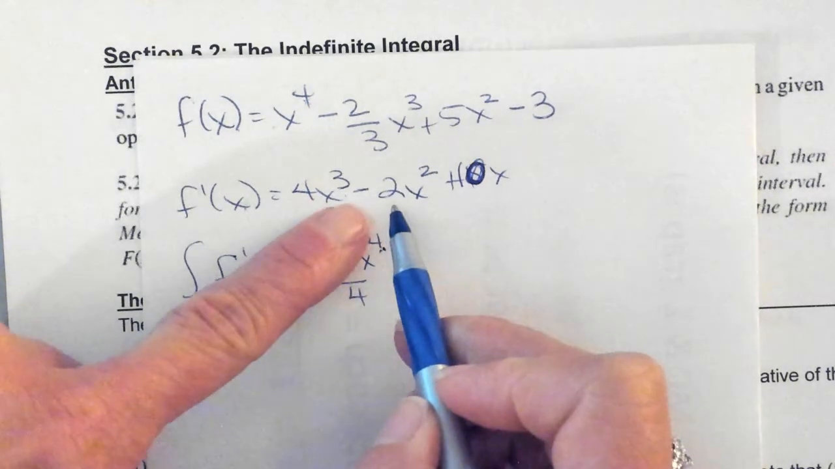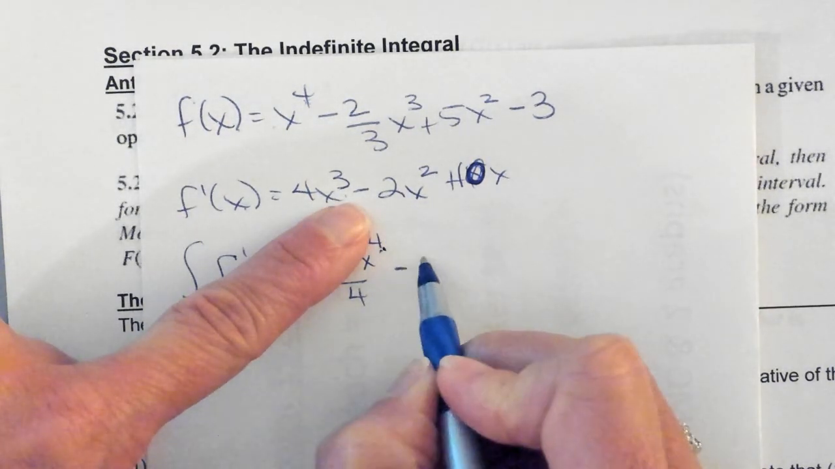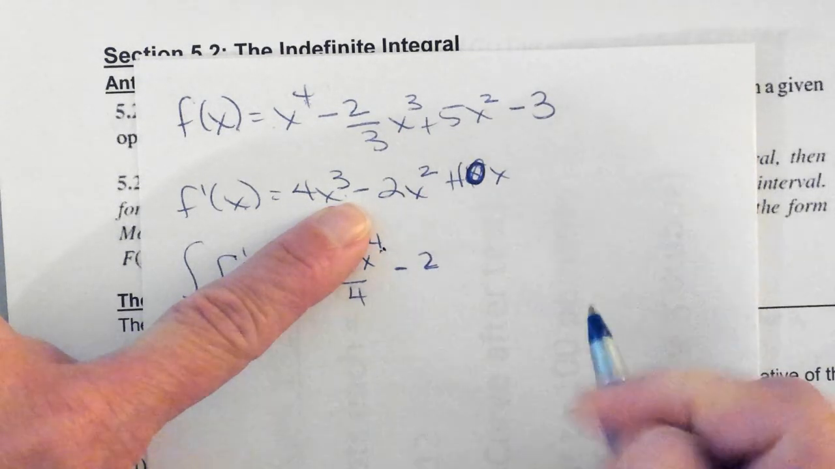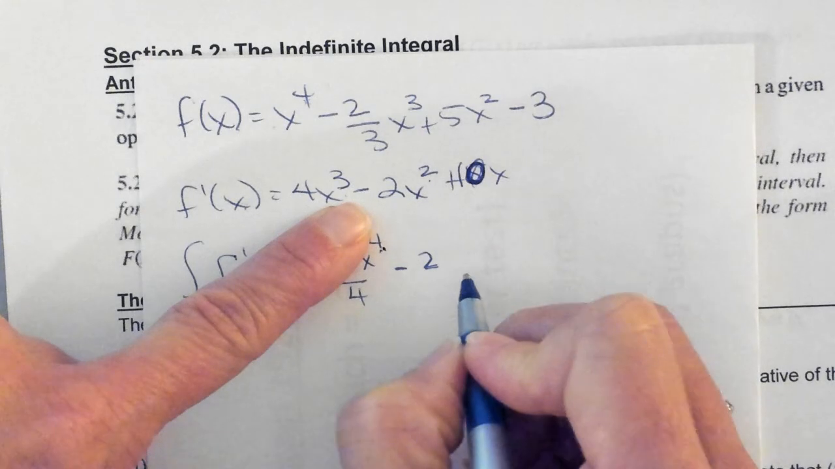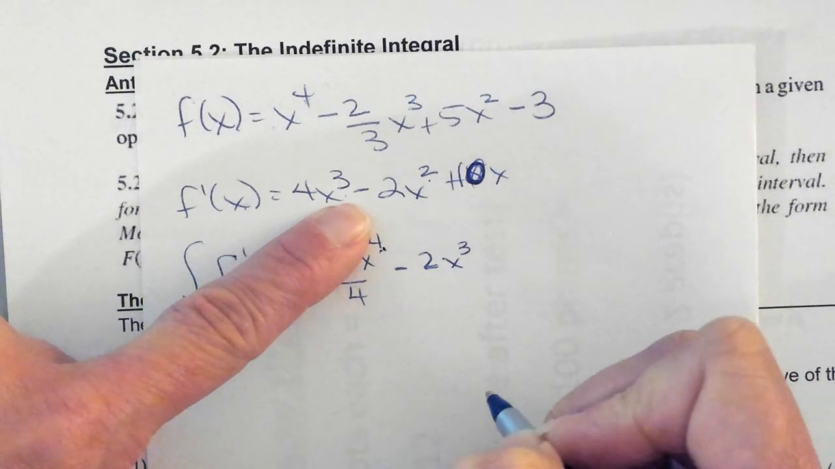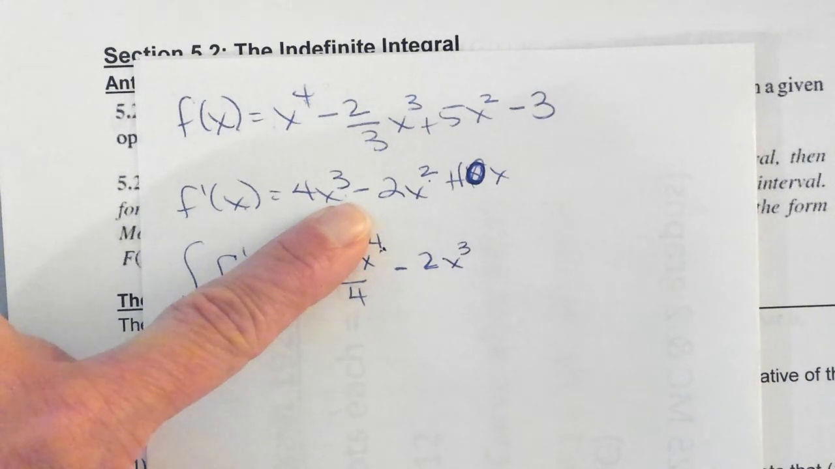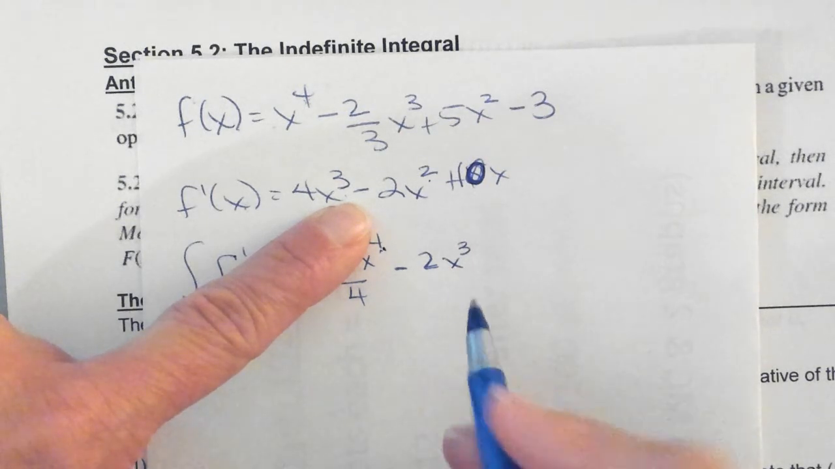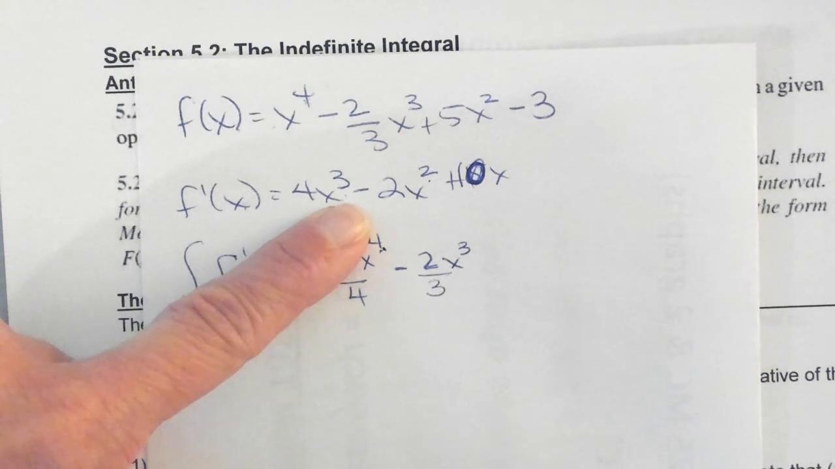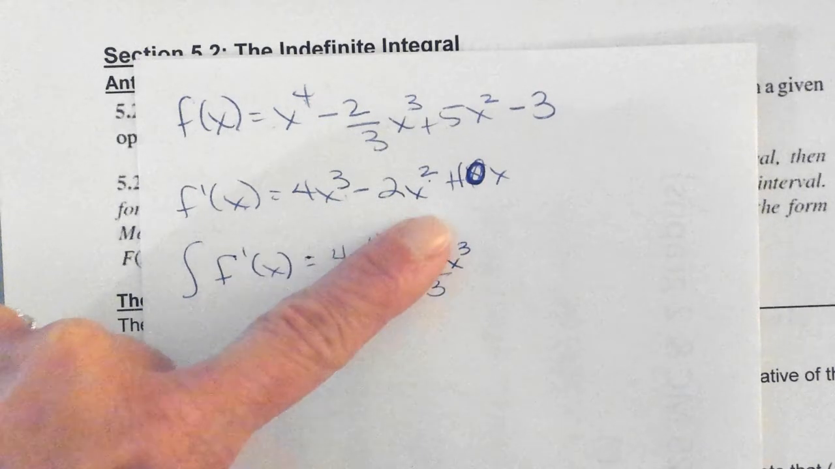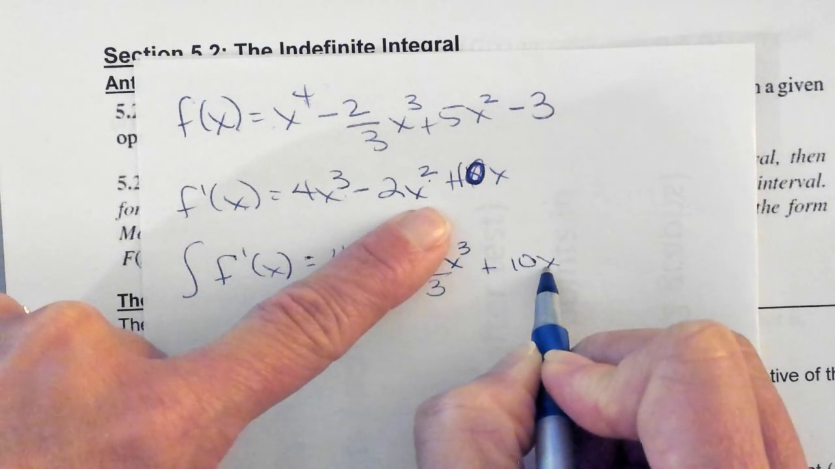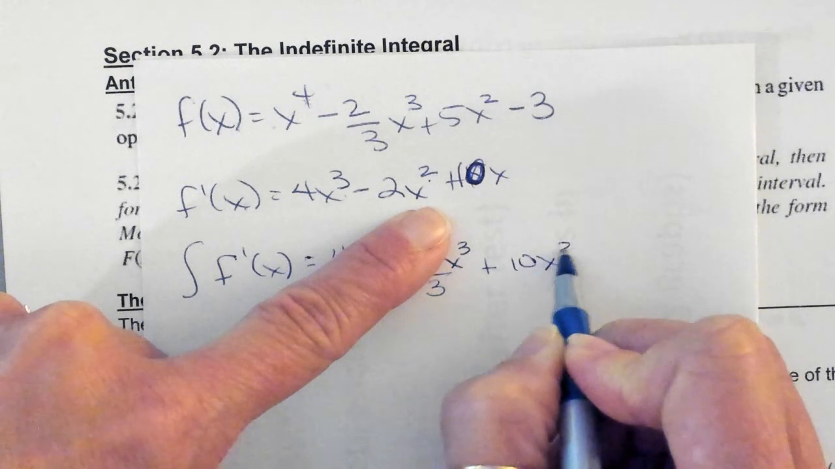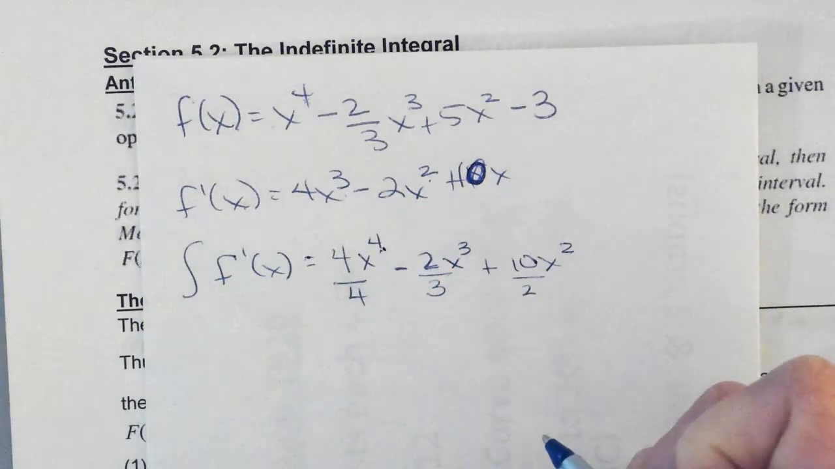Okay, we're going to do it again with this one. So we have minus, and we'll put the coefficient here. We'll simplify everything at the end. We add to our exponent first. So now this becomes x cubed. And you divide by the new exponent. Okay, so this is plus 10x to what power? 2. Yes, second power, and I have to divide by that 2.